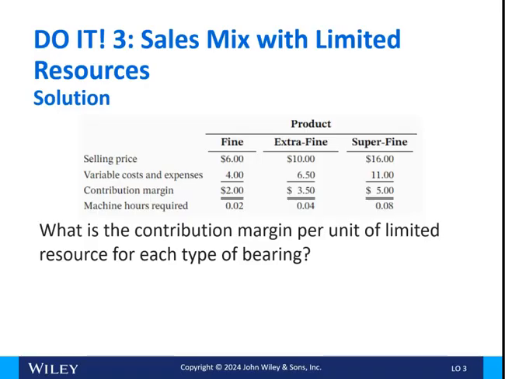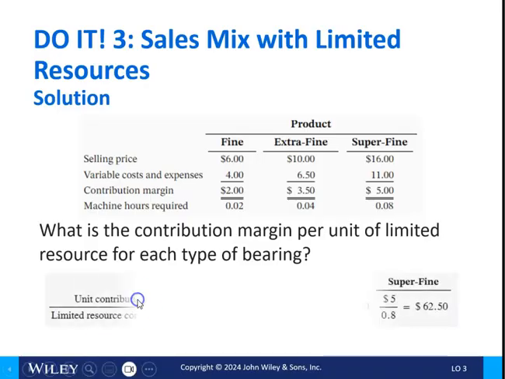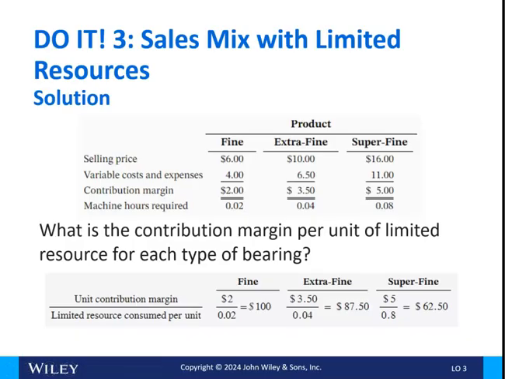If we do that calculation, we get $100 for the fine. It's the $2 contribution margin divided by 0.02 machine hours. $87.50 for the extra fine. $3.50 contribution margin divided by the machine hours of 0.04. And the superfine, $5 contribution divided by, the slide says 0.8, it should be 0.08, sorry about that, $62.50.